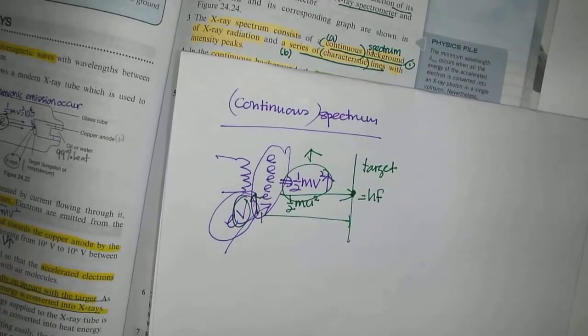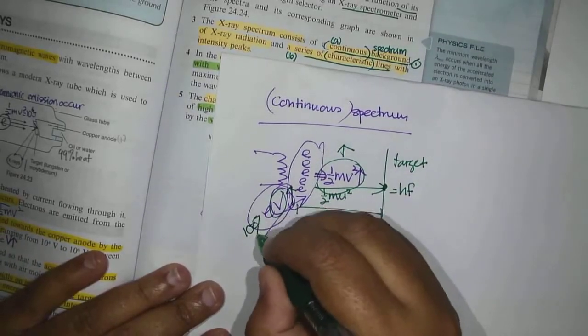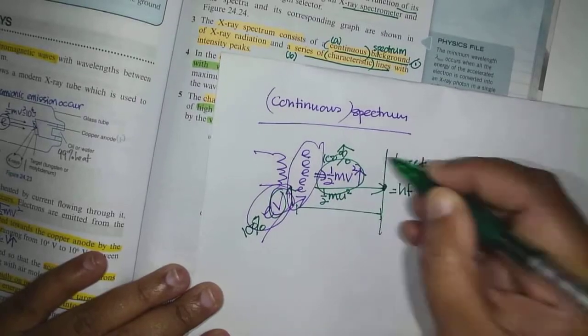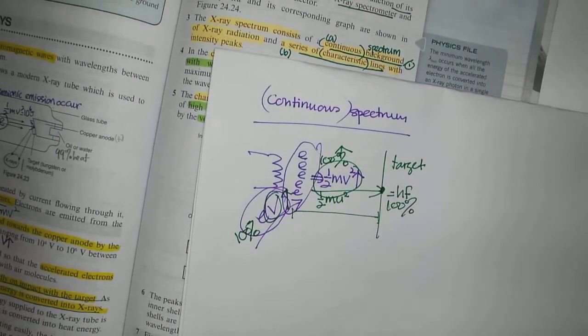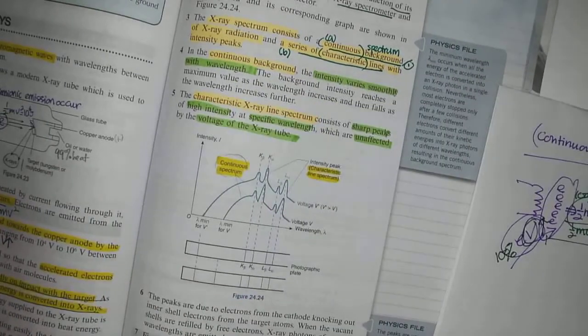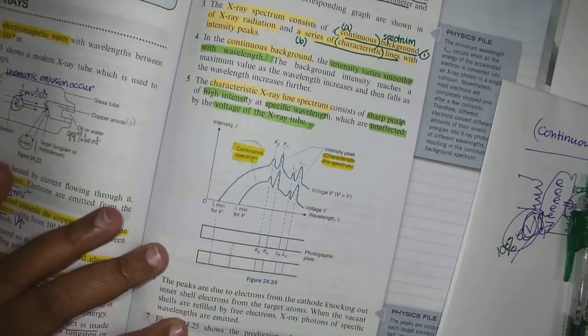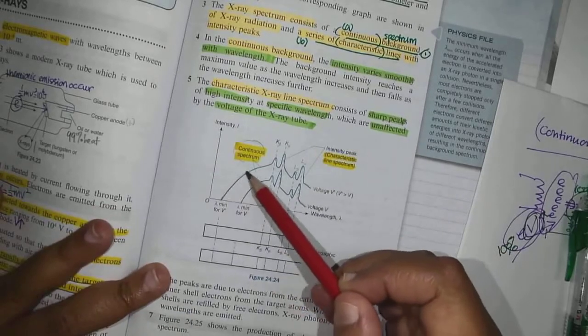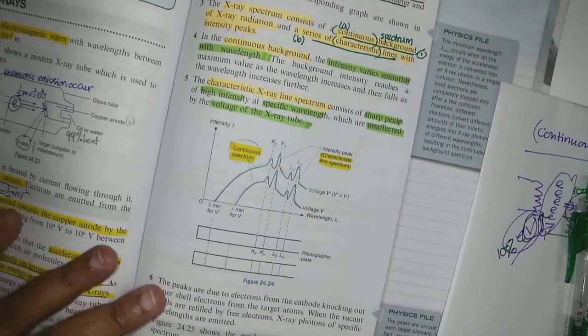So when it decelerates, it produces hf. It produces X-ray. Now in this concept, we look at 100% of eV, 100% of kinetic energy, 100% of hf. So we get it like 100%. That shows it is continuously produced. When continuously produced, you will have this continuous spectrum.